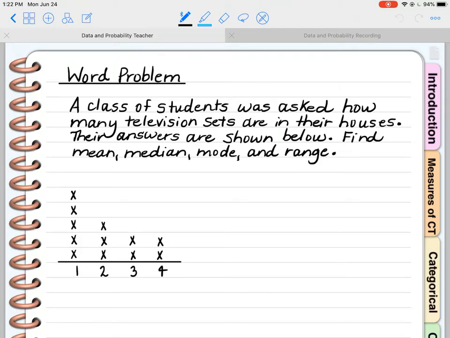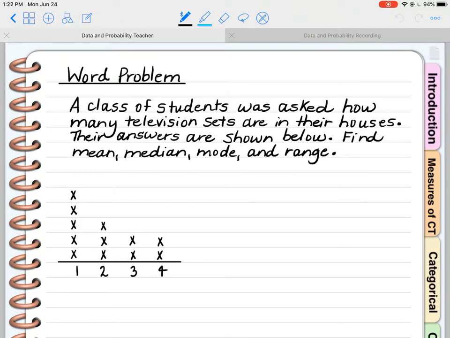A class of students was asked how many television sets are in their houses. Their answers are shown below. Find the mean, median, mode, and range.